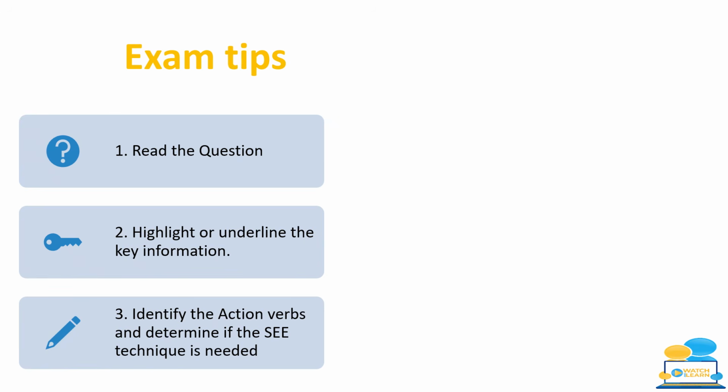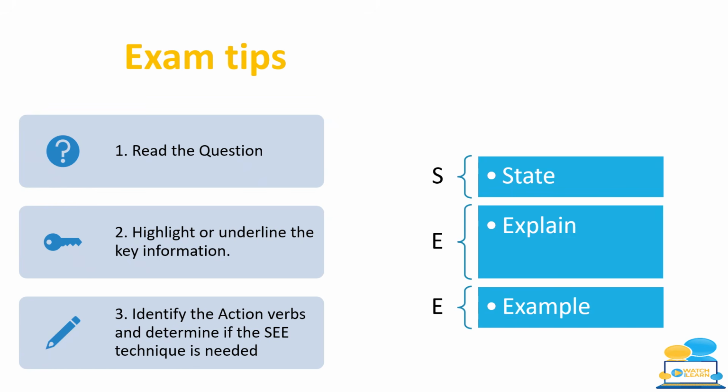Exam tips. First thing you need to do is read the question. It's really, really important that you highlight or underline the key information, especially if you are looking for that distinction or higher merit. It's important that you identify the action verbs and determine if the SEE technique is used. So that's our state, explain, example, and that's our gold standard if you're looking for full marks in home economics questions.